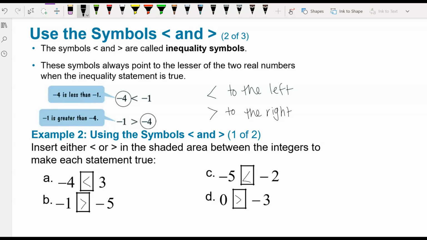-5 is less than -2. And remember your number line: 5, 4, 3, 2, 1, 0, 1, 2, 3. So remember -5 is here and -2 is here. See how it's to the left of -2? That just means it's less than that. And then 0 is greater than -3 because it's to the right of -3.